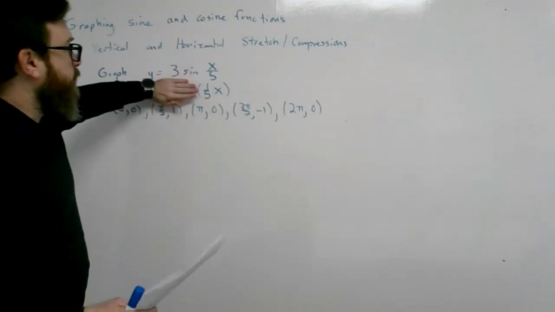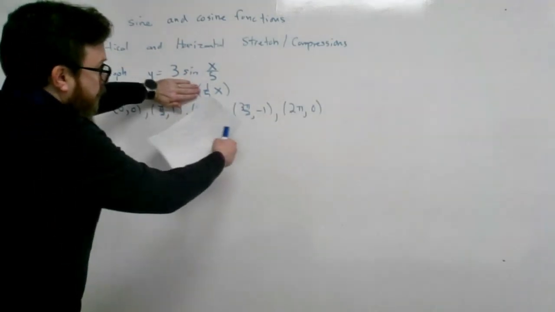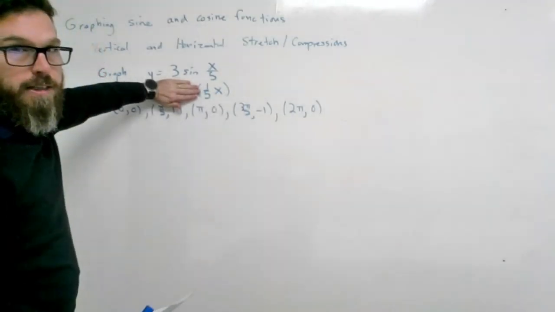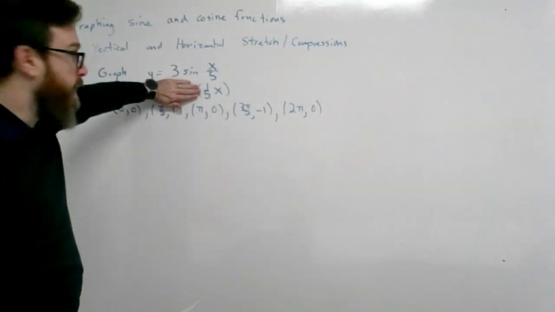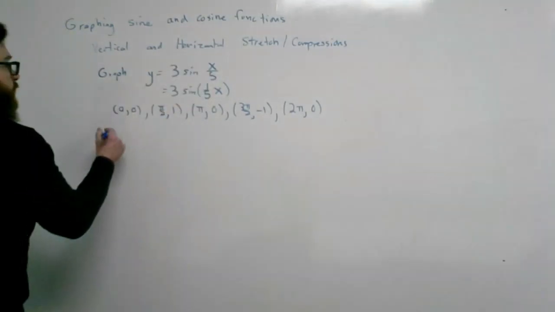So I'm trying to think about this way. If I was going to solve for x, just kind of cover up this. If I was going to solve x over 5 or 1/5 x for x, I'd have to multiply by 5 in order to do that because this is solved for y, not for x. So I'm going to multiply all the x coordinates by 5.